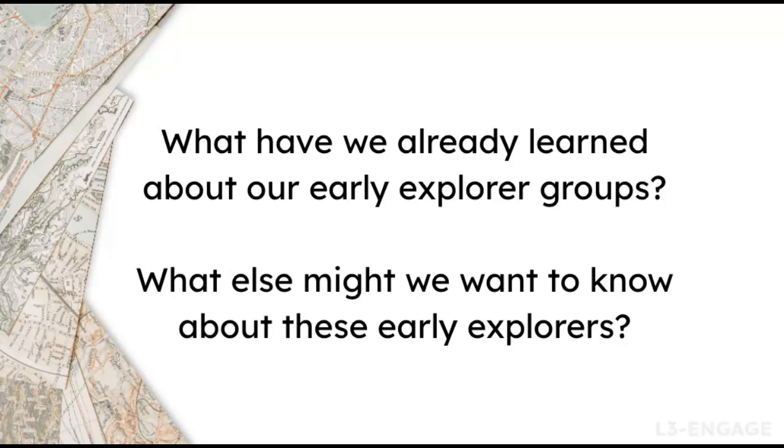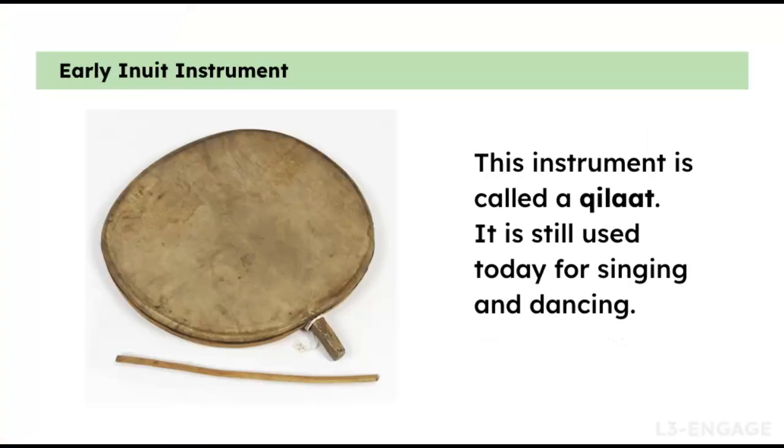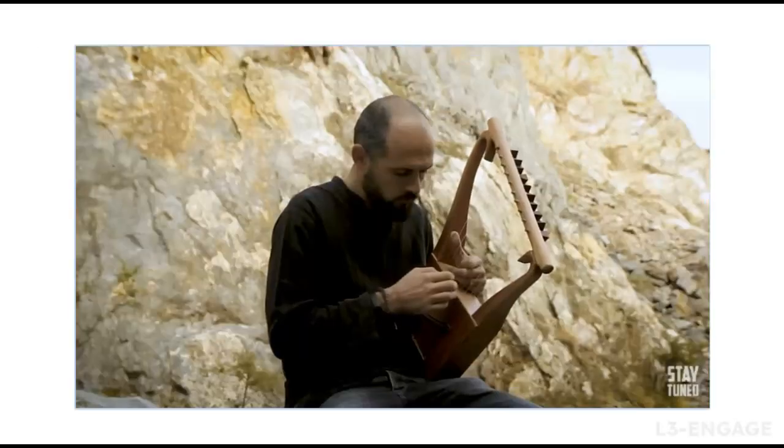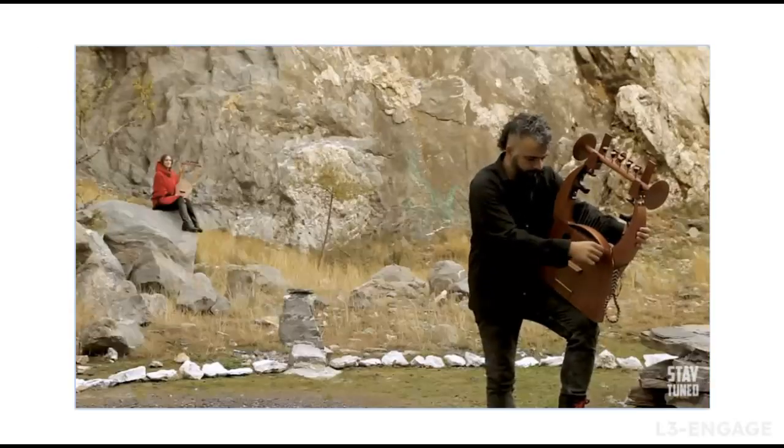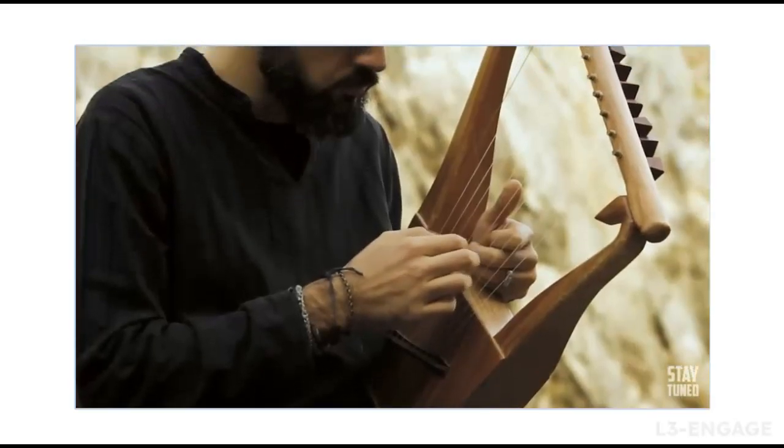For the Engage portion of the lesson, you'll start by asking students what they already know about early explorer groups and what else they might want to know. You'll tell them that they are going to look at some instruments that these explorers used. You'll display the musical instrument images and have students turn and talk with a partner to make predictions on how each instrument was used to make sound. You'll play a video and ask students what they notice and wonder about the instruments they've seen.